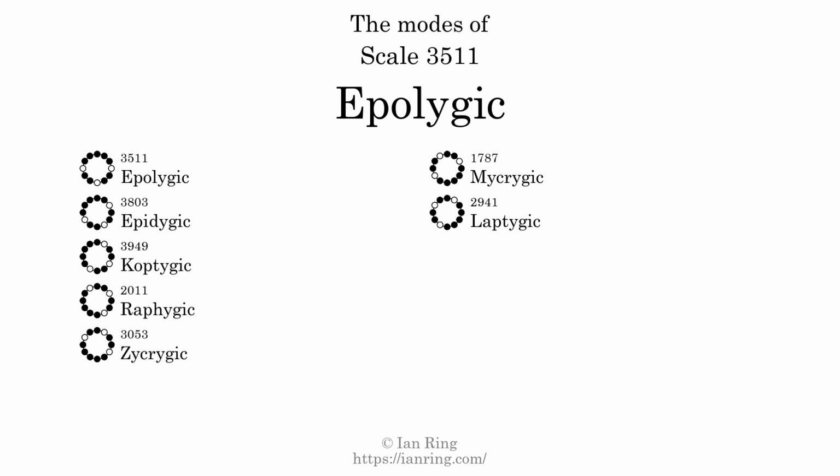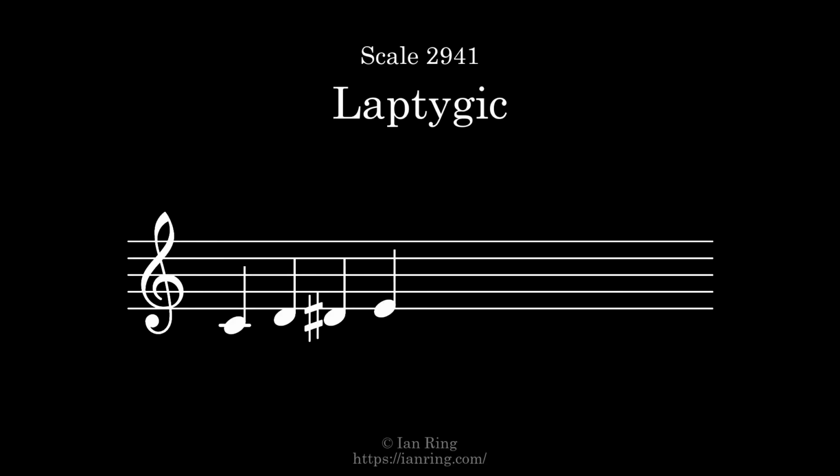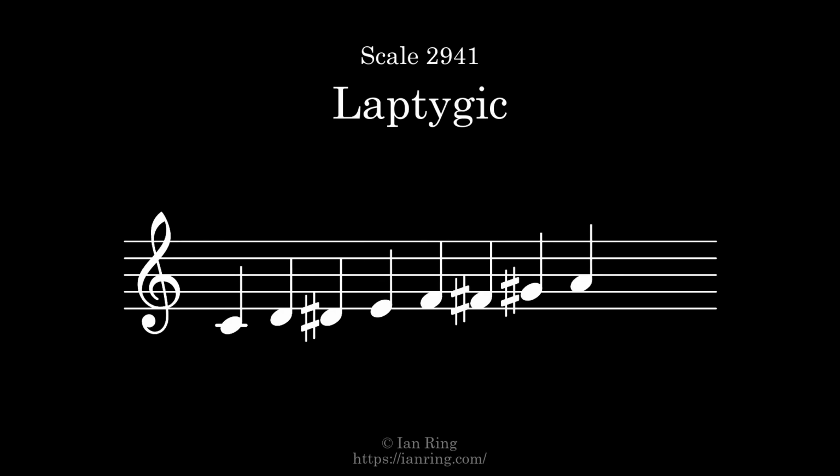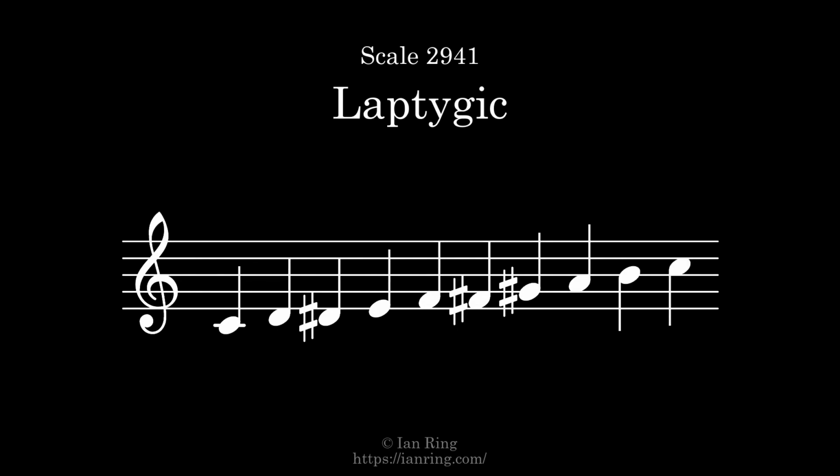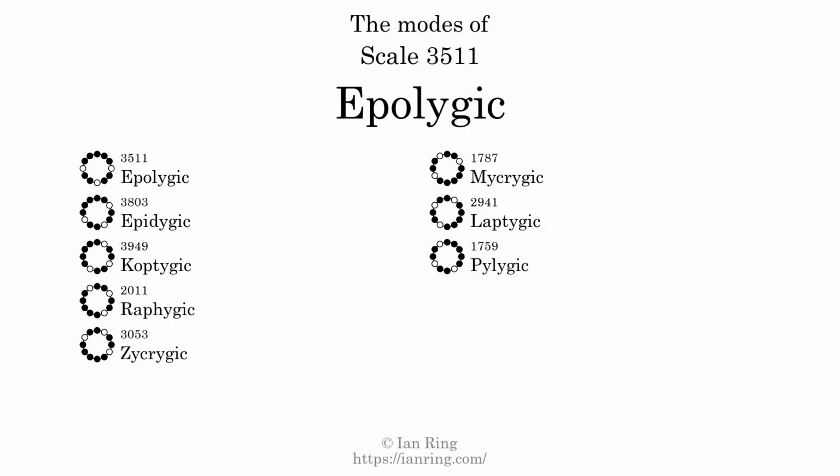The seventh mode is scale 2941, also known as Epolygic. It sounds like this. The eighth mode is scale 1759, also known as Epolygic. It sounds like this.